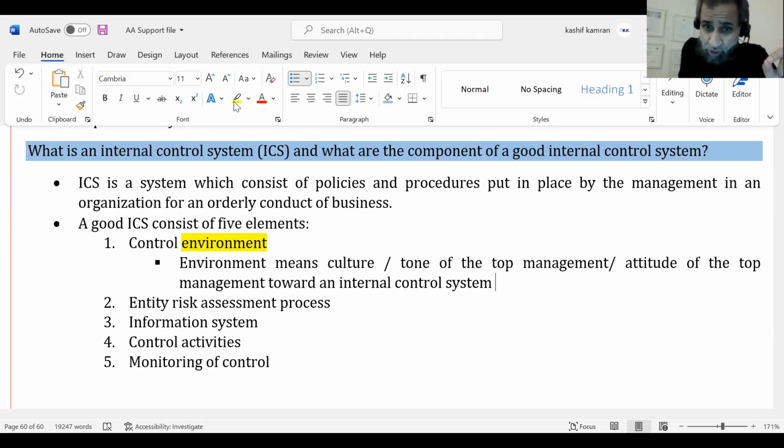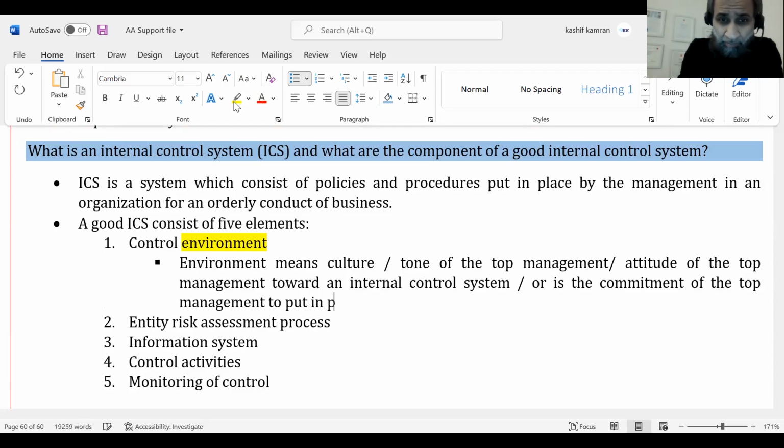So environment means culture, tone of the top management, attitude of the top management towards an internal control system, or is the commitment of the top management to put in place a sound system. Now realize, without environment, everything is useless. If you don't have the right environment, the point number 2, 3, 4, 5 becomes useless. But if you have the point number 1, if you have the right tone, the right attitude, the right commitment, automatically the point number 2, 3, 4, 5 starts looking better.